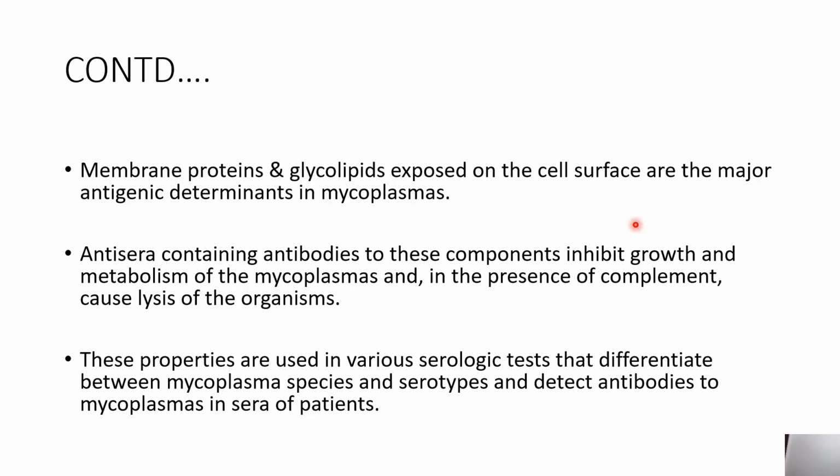Now, the membrane proteins and glycolipids exposed on the cell surface are the major antigenic determinants of mycoplasma. Antisera containing antibodies to these components will inhibit growth and metabolism of the mycoplasma, and in the presence of complement cause lysis of the organisms. These properties are used in various serologic tests to differentiate between mycoplasma species and serotypes and to detect antibodies to mycoplasma in sera of patients.